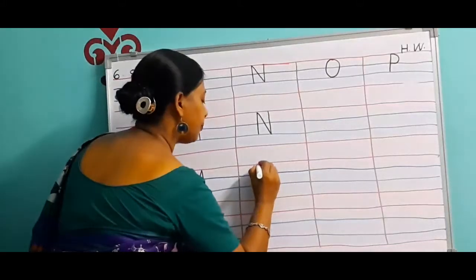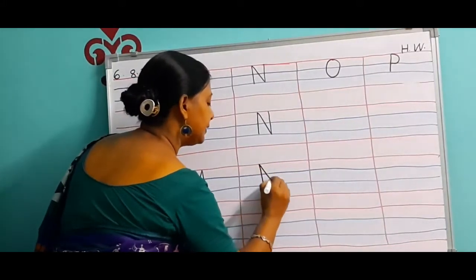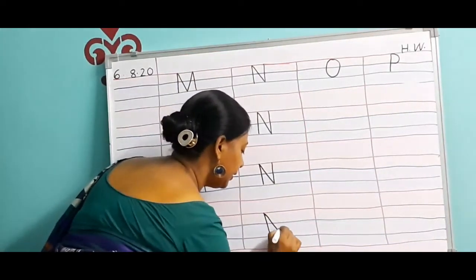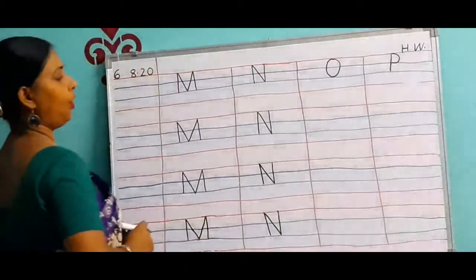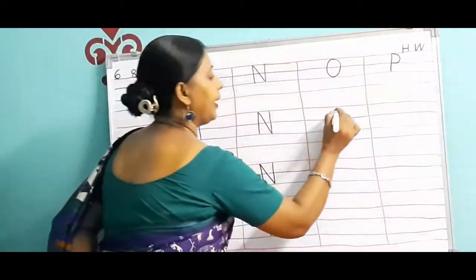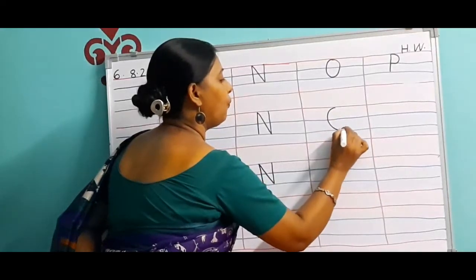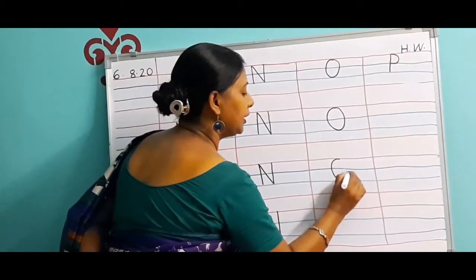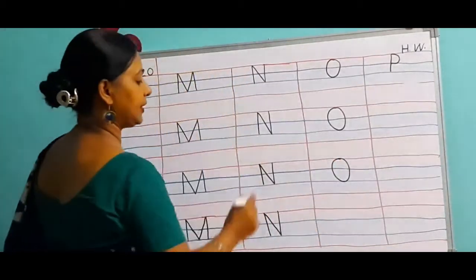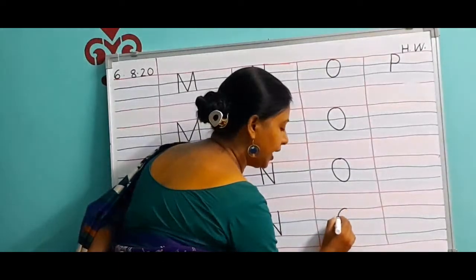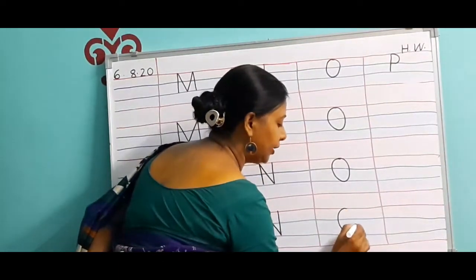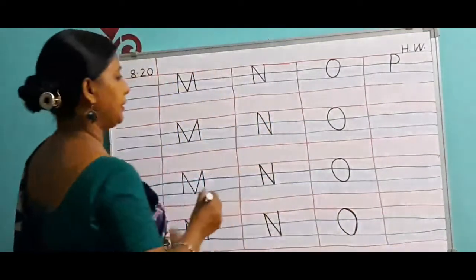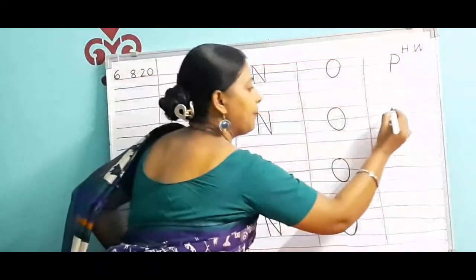Again, standing line, slant line down, and then standing line upwards. Again, standing line, slant line down, and then straight line. Okay, this is N for net. Then comes O. O for orange. You will start from the first line, come to the third line, and then go again back to the first line. Again, from the first line you'll start, come to the third line, and then again go back to the first line. Okay, now next is P.